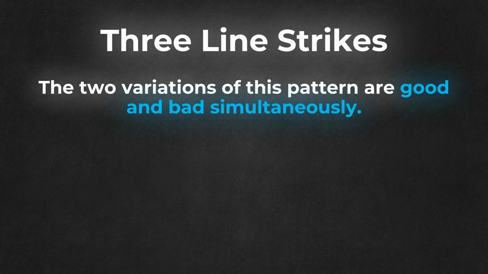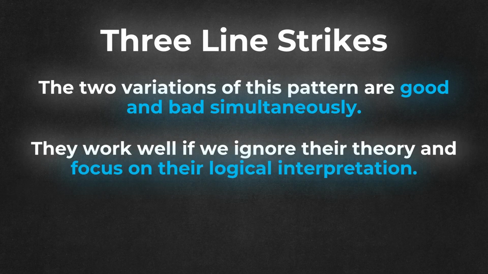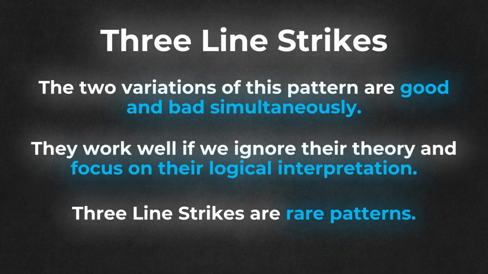The 2 variations of the 3-line strike pattern are good and bad simultaneously. They work well if we ignore their theory and look at their interpretations logically. However, they are extremely rare patterns. That makes sense because the best opportunities tend to be less frequent than the bad ones. Another point of confusion is that the bearish 3-line strike actually signals a long trade, and the bullish 3-line strike signals a short trade when we look at the way these patterns work in practice.